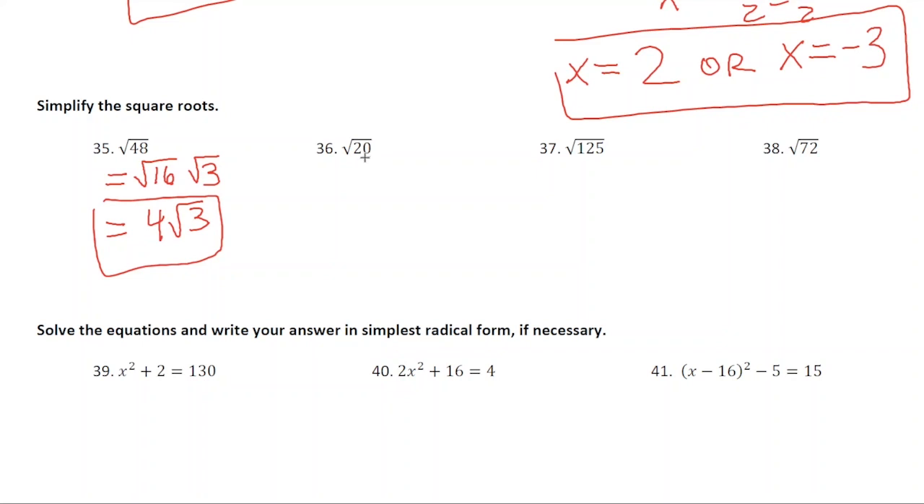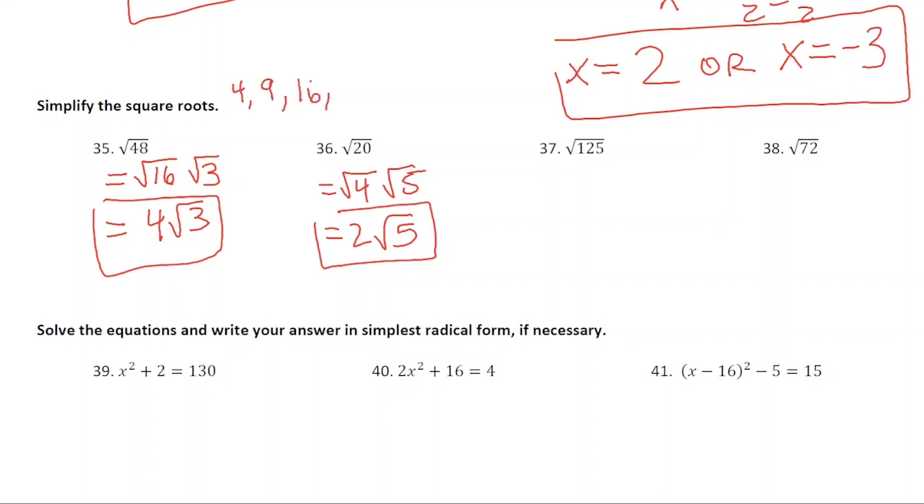20 is going to be 4 times 5. So square root of 4 times square root of 5 is going to be 2 root 5. Remember, we're looking for those perfect square factors. So 2 squared is 4, 3 squared is 9, 16, 25. These are the kinds of numbers we're looking to factor out.